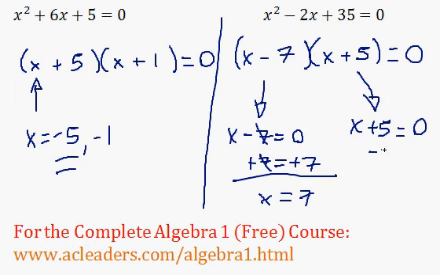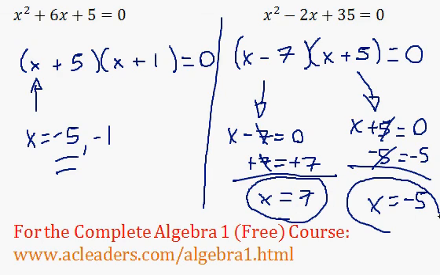And over here we can subtract 5 from both sides of the equation. So x is equal to negative 5. So that's it. x is 7 and x is equal to negative 5.